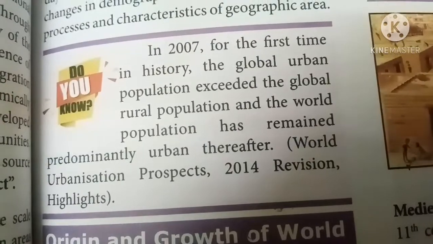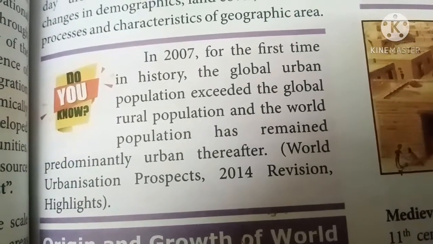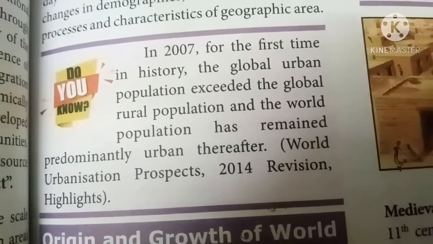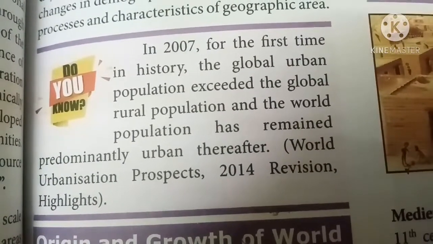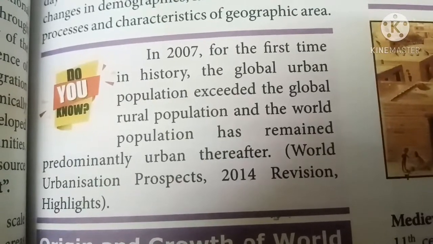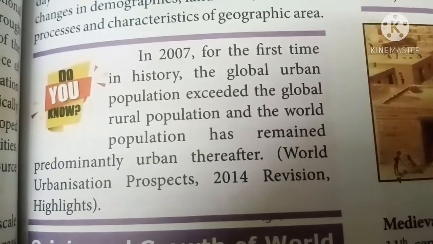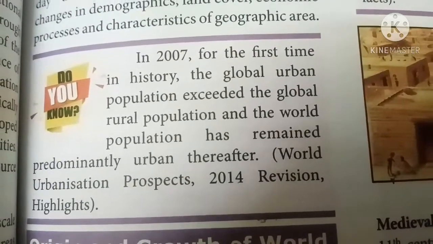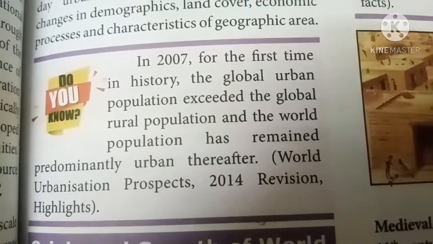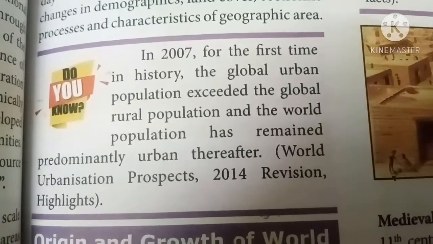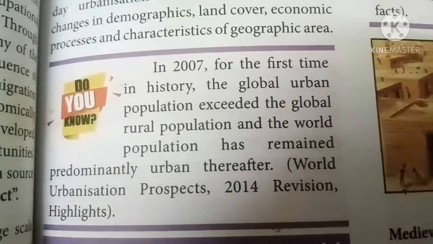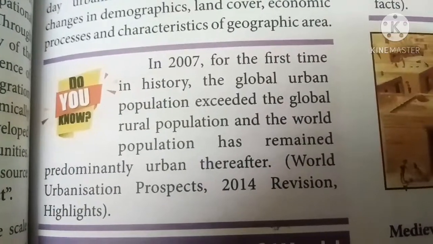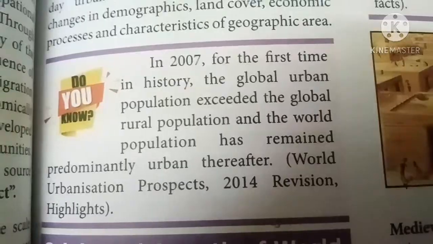This is the information from the 2014 World Urbanization Prospects. That is, in 2007, for the first time in history, the global urban population exceeded the global rural population, and the world population has remained predominantly urban thereafter. That means comparing with the rural area, the urban area is more crowded, it is overpopulated.